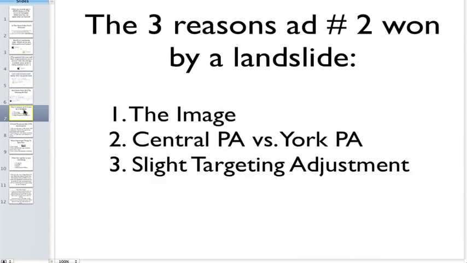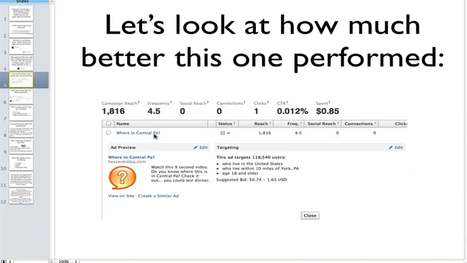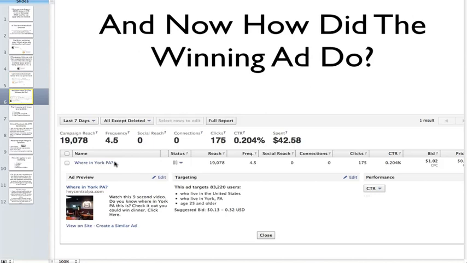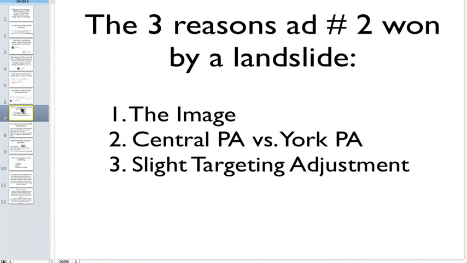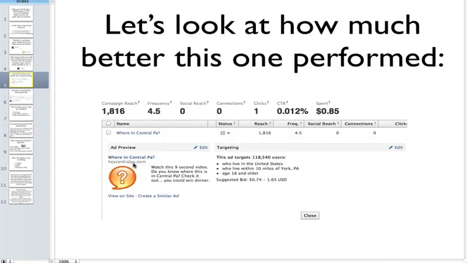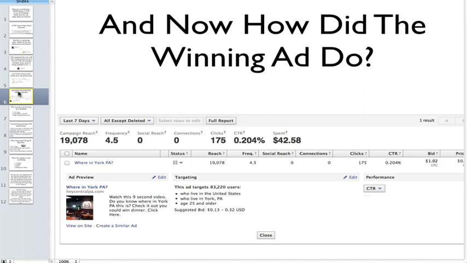Secondly, this one, we're talking Central PA. This one, we're saying York, PA. Okay? That one small change can make a huge difference because we're targeting people in York, PA. So Central PA versus York, PA. And lastly, we did a slight targeting adjustment. Notice in this one, he is targeting those who live within 10 miles of York. Okay? And that includes York. I took out the 10 miles.